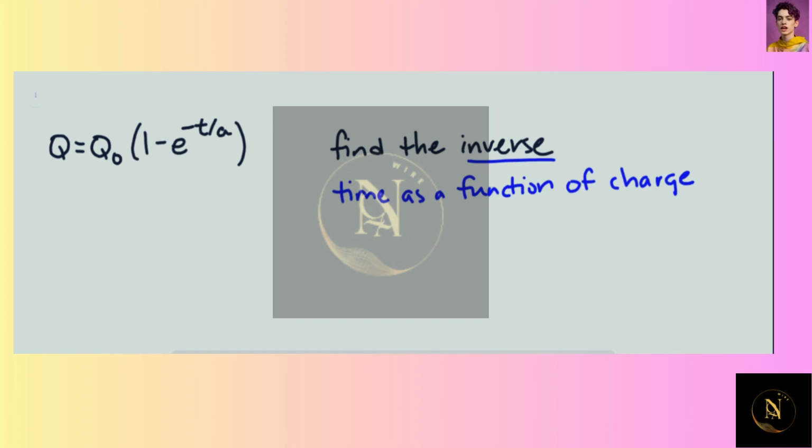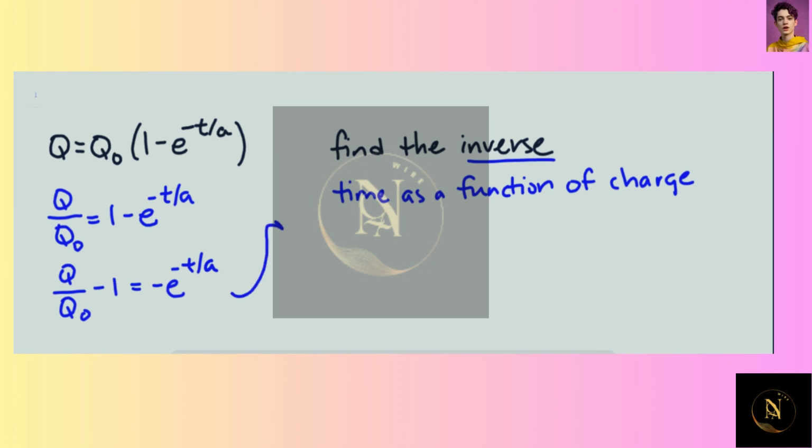So I'll start by dividing both sides by q naught. And then subtracting 1 from both sides. That should say minus. And then multiplying both sides by -1. That's going to give us 1 minus q over q naught equals e to the negative t over a. And then we'll take the natural log of both sides. So we have natural log of 1 minus q over q naught equals negative t over a.